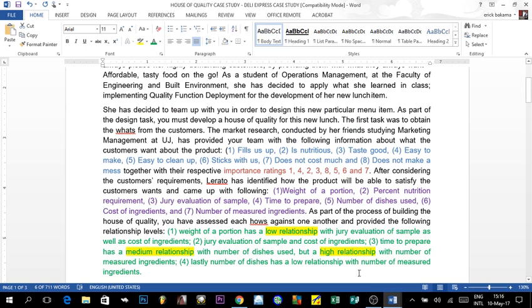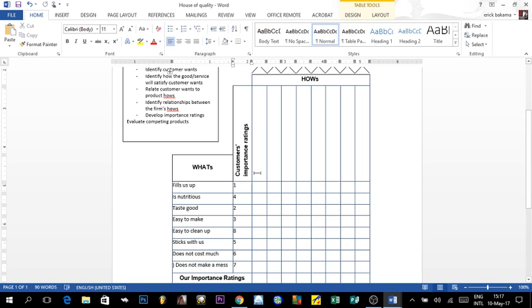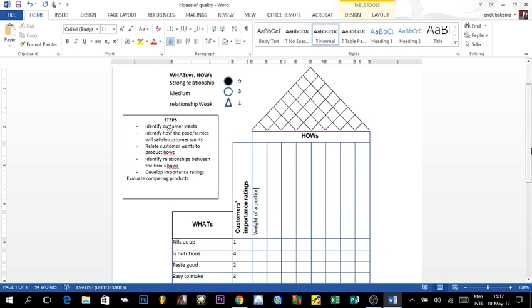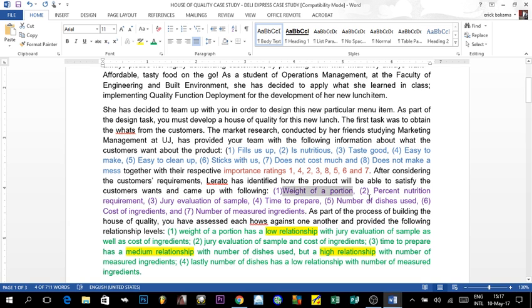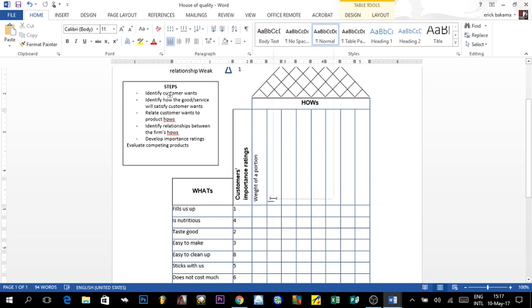Yeah, and then they say that after considering the customer's requirement, Lerato has identified how the product will be able to satisfy the customer's want by following. So now the part that we have here is what we call the hours. This is how the company is thinking of satisfying the customer. The first thing is that they must have a weight of proportion. Now the hours are going to be filled in this part here, the weight of the proportion. This is the first part. The second is the percentage of nutritious requirement, because students want something that is nutritious. We need also to focus on the content of what is inside the food.